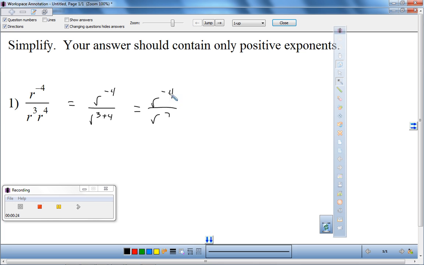Now we're going to use the quotient property so that we end up with r to the negative 4 minus 7, so we end up with r to the negative 11. We can only use positive exponents, so we'll put it underneath, and we end up with 1 over r to the 11th.